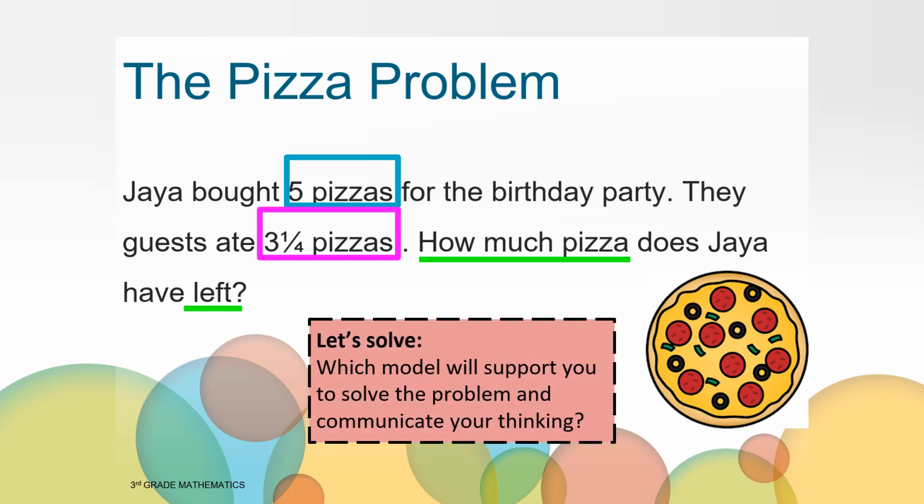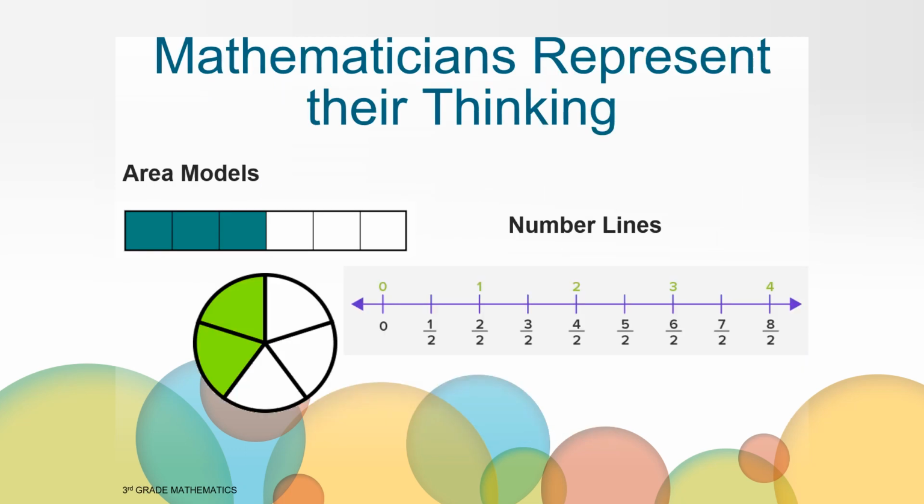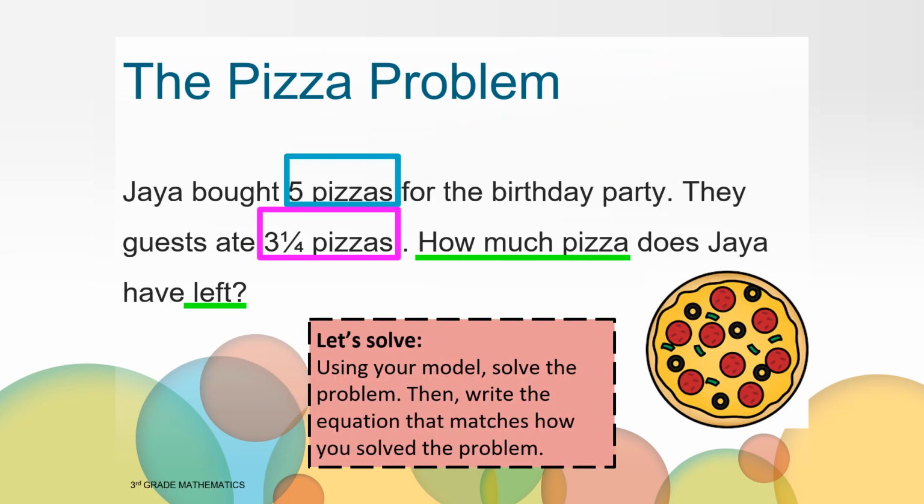Now take a moment to work this problem out and think about which representation might help you solve the problem and explain your thinking. Also, write down the equation that goes with this problem. Remember these models that we shared earlier. Which of these models might help you solve our pizza problem? Now that you've decided on which model to use, I'll give you 1 minute to solve this problem using the model that you picked. Remember, write down the equation that goes with the problem.